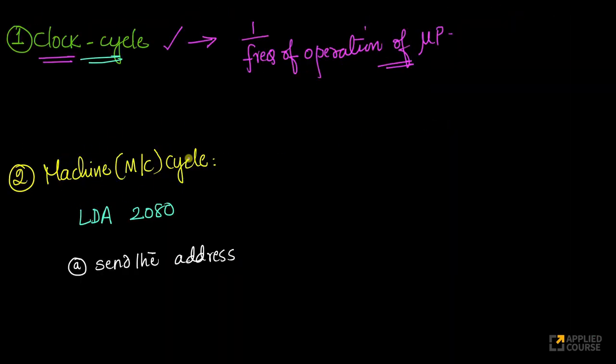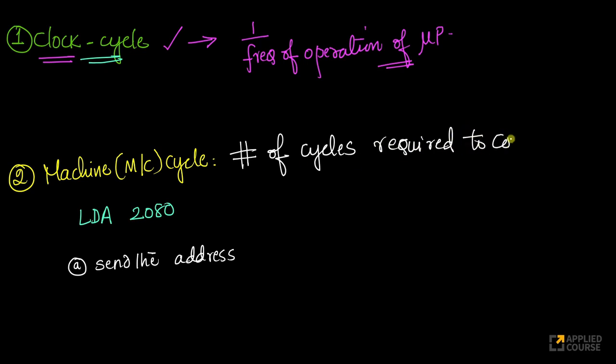There is also a concept called machine cycle. Let me explain this. A machine cycle in a nutshell is a number of clock cycles. Again, we'll use the word cycles to represent clock cycles. A machine cycle is basically the number of cycles required to complete an operation.